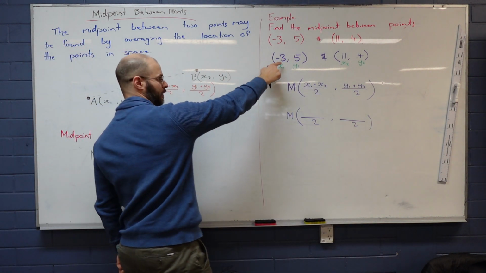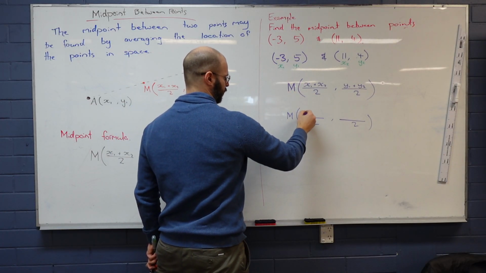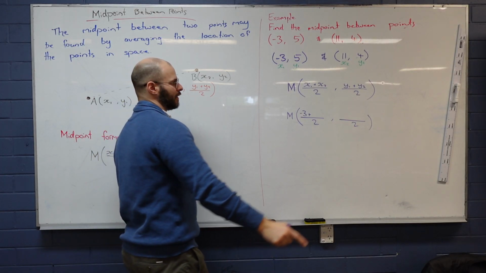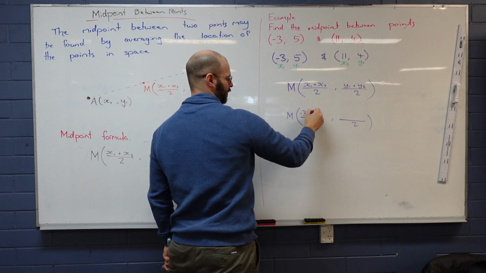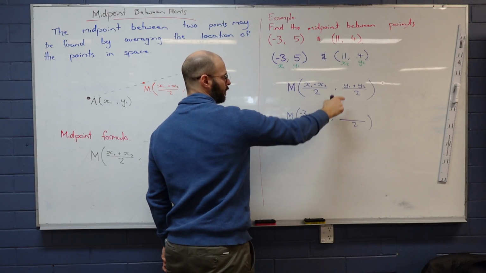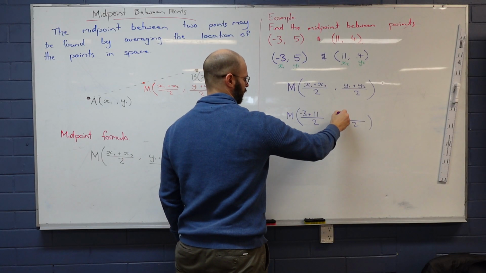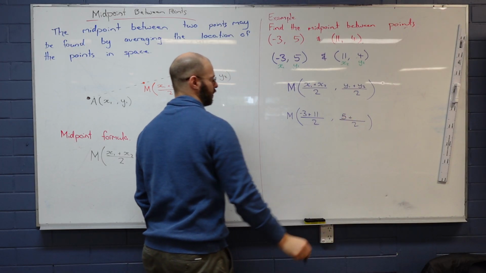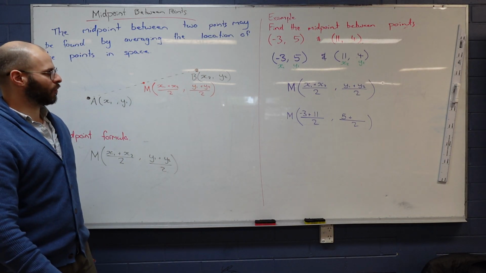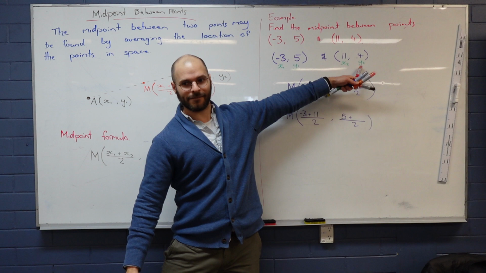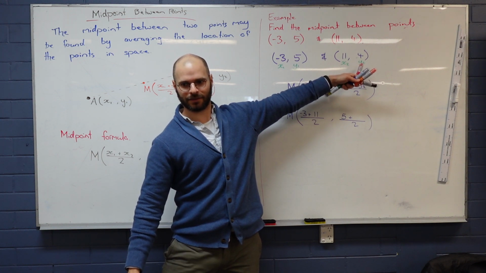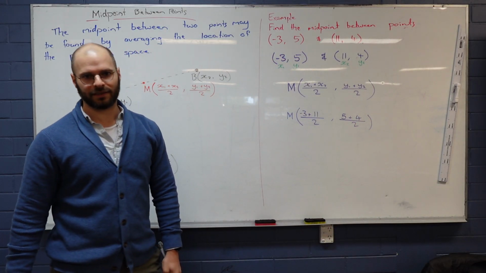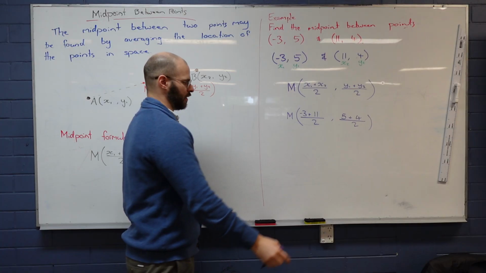x1 is, Jamin? -3. We're adding. x2 is, please, Mr. Ferrari? 11. Moving across, Audrey, y1? 5. And then I'm going to pick on Abby. What's our y2? 4. Very good. Now, all we have to do is simply do the computations in front of us.